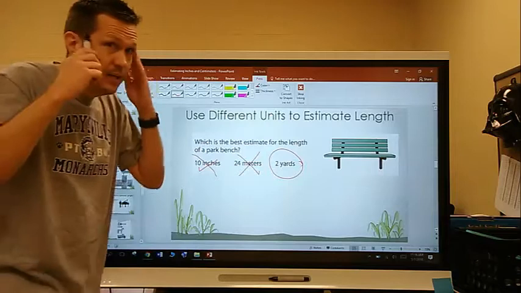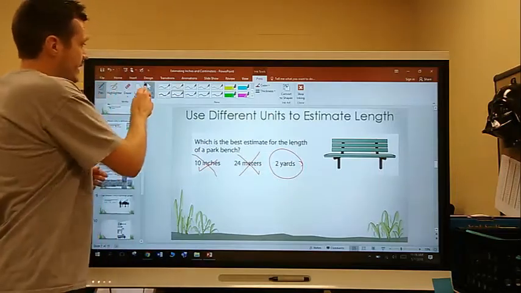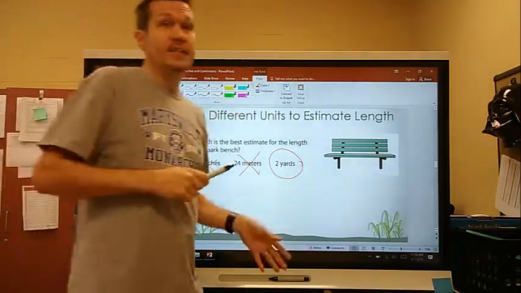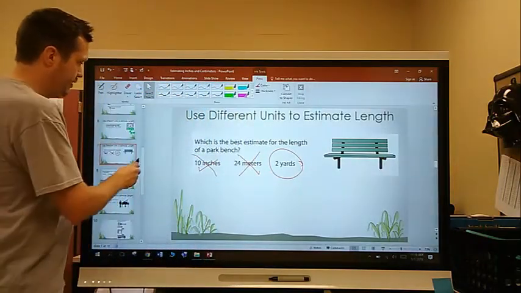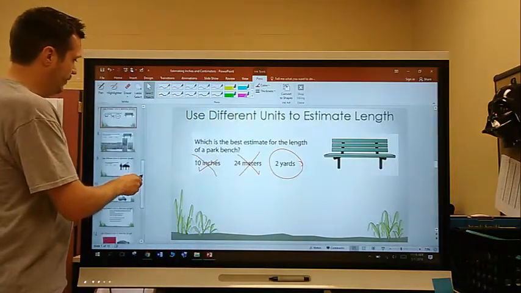So you have to really think about your benchmarks. So hopefully, if you don't know your benchmarks, make sure you go back to those videos and look at your benchmarks again. I want to show you a couple other benchmarks that you can use in math as well.